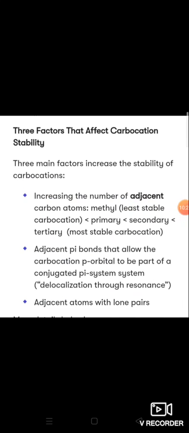The stability of carbocations increases as we go from primary to secondary to tertiary carbon. The second factor is hyperconjugation, stabilization through donation of electrons in a carbon-hydrogen sigma bond to the empty p orbital of the carbocation. So these are the factors that affect carbocation stability: increasing the number of adjacent alkyl groups, so methyl is least stable, then primary, secondary and tertiary; an adjacent pi bond that allows the carbocation p orbital to be part of a conjugated pi system; and an adjacent atom with a lone pair.